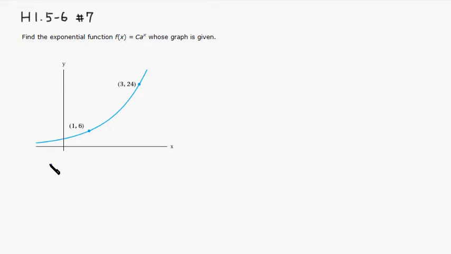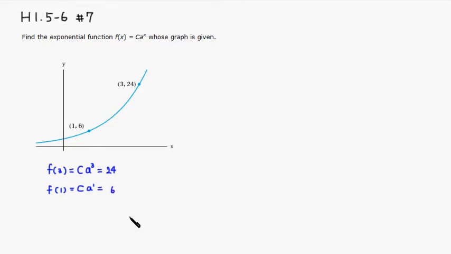So if you plug in 3 for x, that means c times a cubed is equal to 24. And another piece of information is the other point. If you plug in x equals 1, c times a to the first power is equal to 6.